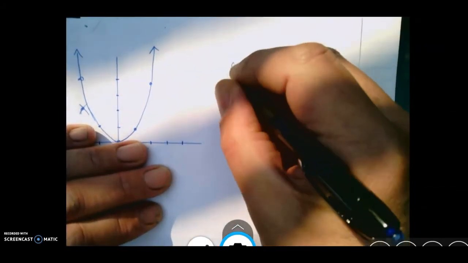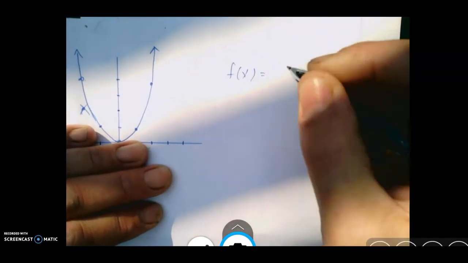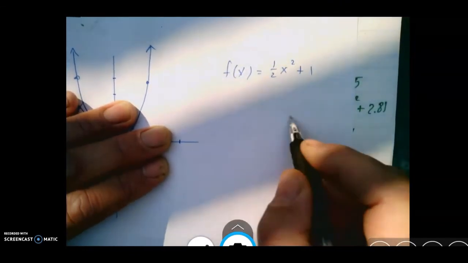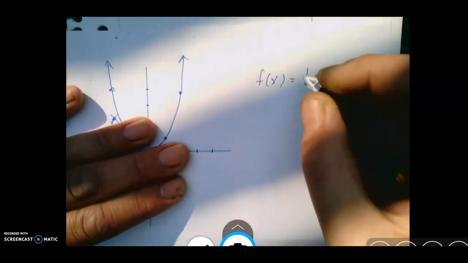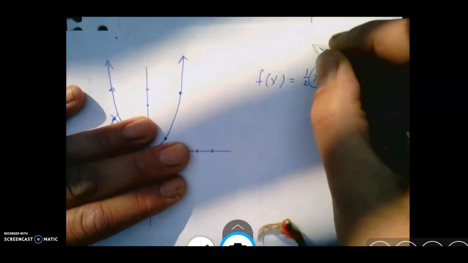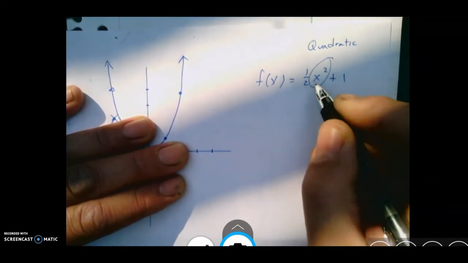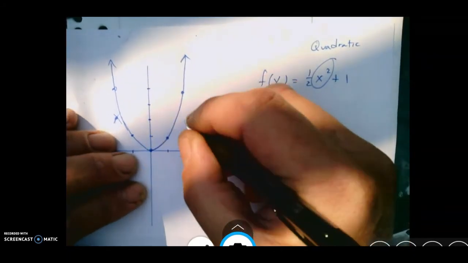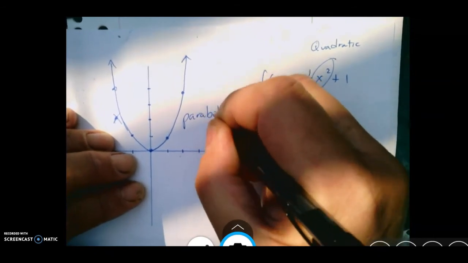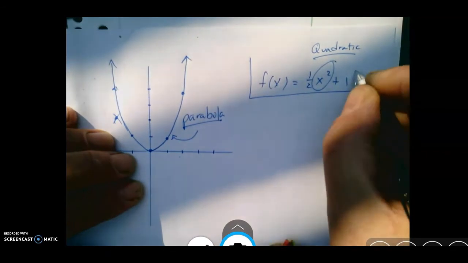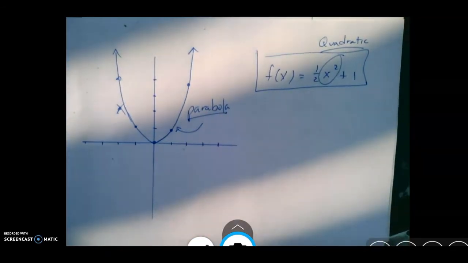So in the other videos, we'll go over some of the homework questions. But the idea is that even if they put 1/2 x squared plus 1, the method is still the same. The idea here is you know the function is quadratic. The shape will be a parabola. So we call the shape a parabola. We refer to the function as a quadratic.